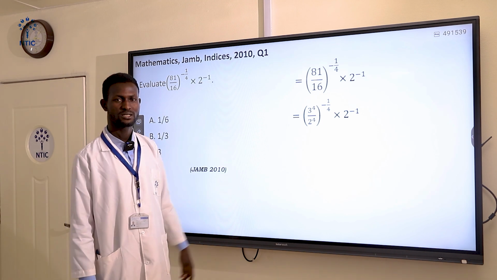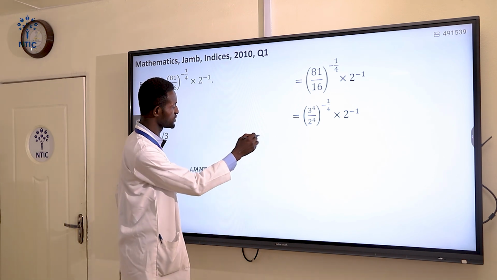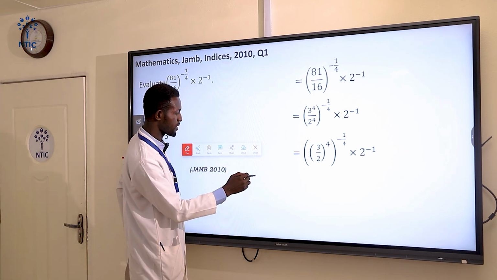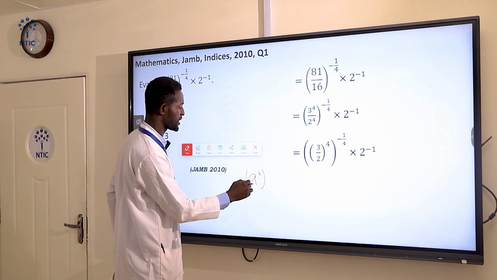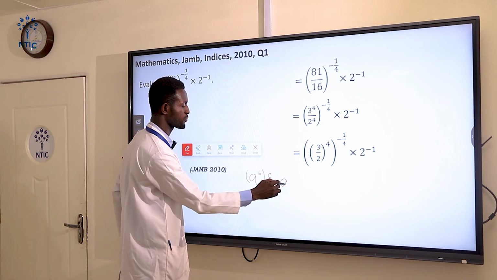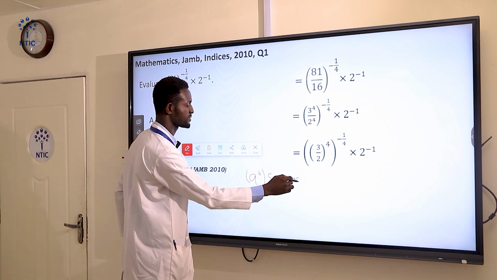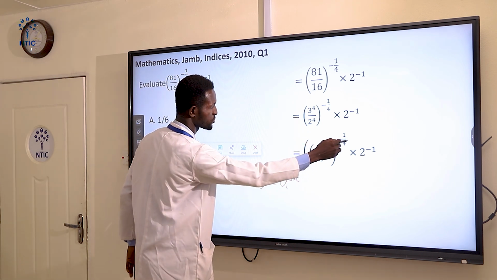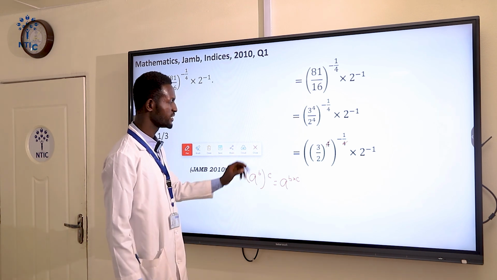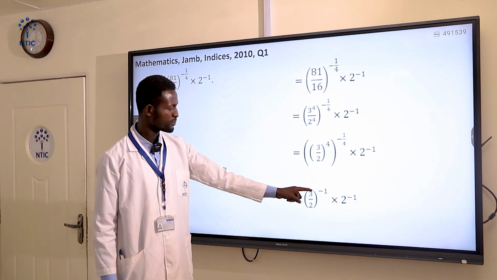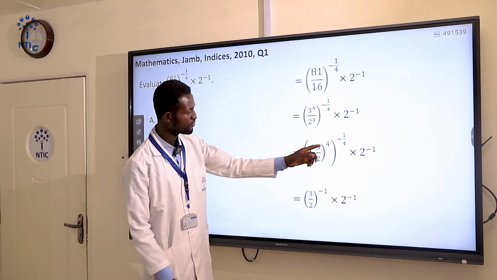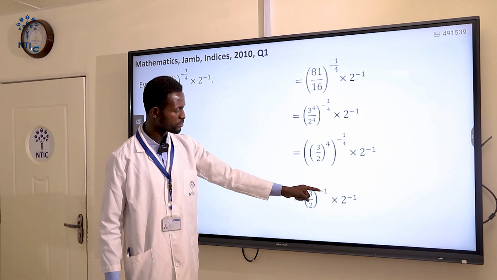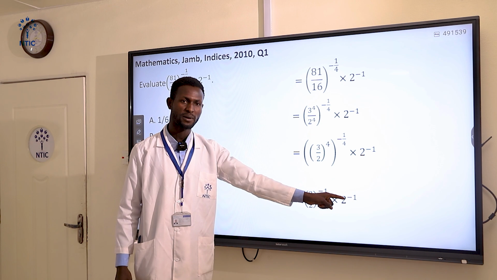Now after doing this, the next is to apply the law of indices that says (a raised to the power b) raised to the power c is equal to a raised to the power b times c. So on applying that, we cancel this 4, and we'll be left with 3 over 2 raised to the power of minus 1, because after 4 cancels 4, we'll be left with 1. And 1 multiplied by minus 1, you get minus 1, times 2 raised to the power minus 1.